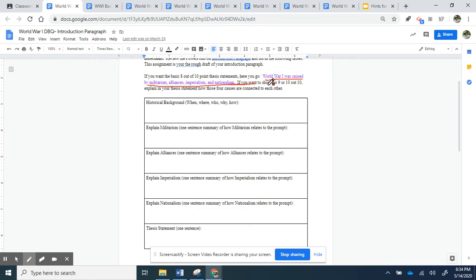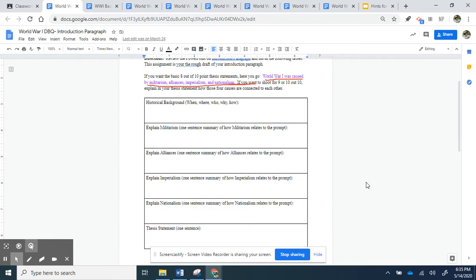If you want to shoot for a 9 out of 10 or 10 out of 10, explain how militarism, alliances, imperialism, and nationalism work together, were caused by each other, or connected to each other. But you can use this in purple as your thesis statement.